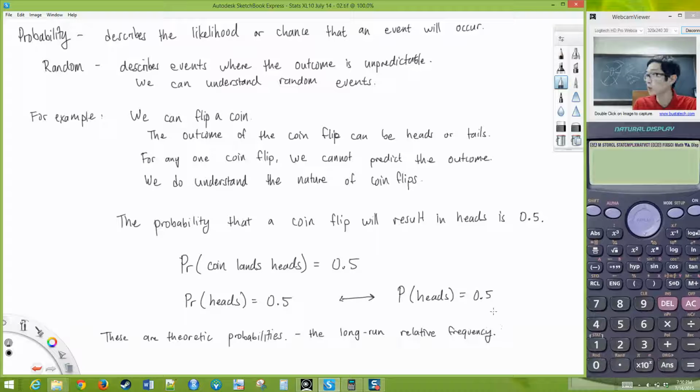Do you guys remember what a relative frequency is? Yeah, I'm not sure. I just have a question. What's the difference between P and PR? They're essentially the same thing. Just people might write P heads and people might write PR heads. This double arrow means they're interchangeable.